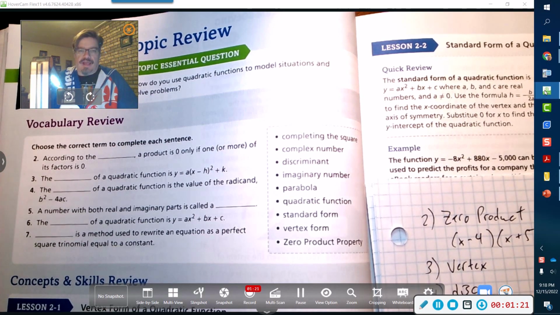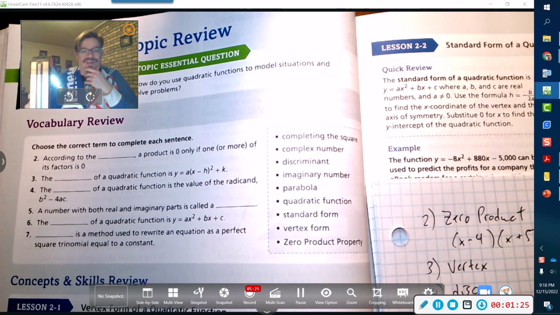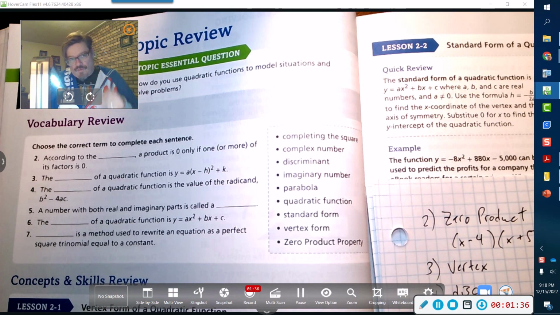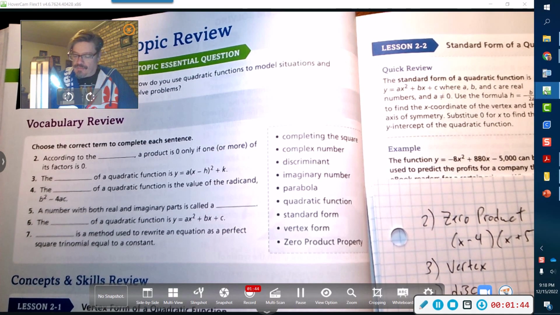So I'm just going to abbreviate these for speed. 5 is a number with both real and imaginary parts together. It's called a complex number. Number 6, the blank of a quadratic function is the standard form, where there are no parentheses and you have an a, b, and c. In vertex form you have an a, h, and a k. So that's just going to be abbreviated standard form.